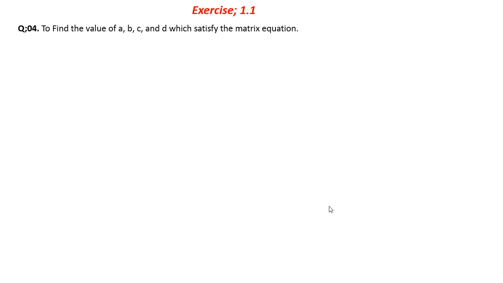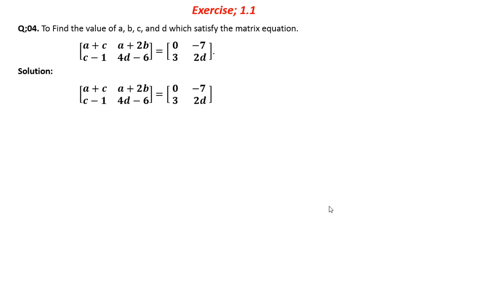In the exercise, the fourth question is to find the values of A, B, C, and D which satisfy the matrix equation. Here the first matrix has elements A plus C, A plus 2B, C minus 1, and 4D minus 6. The second matrix has elements 0, -7, 3, and 2D. These two matrices are equal, so their corresponding elements are also equal.